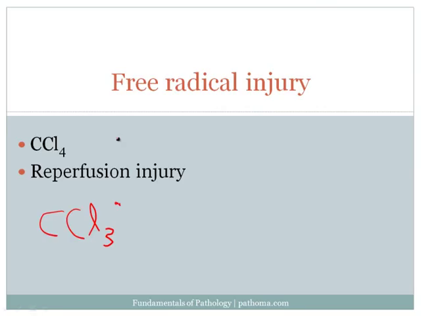I'm going to take you a step back, or one slide back, and now finally end off this discussion with another example of free radical injury, which is called reperfusion injury. The idea behind reperfusion injury is that when the blood supply is cut off to an organ, let's say, just take the heart, for example, the coronary artery gets occluded, there's a myocardial infarction, and the tissue begins to die.